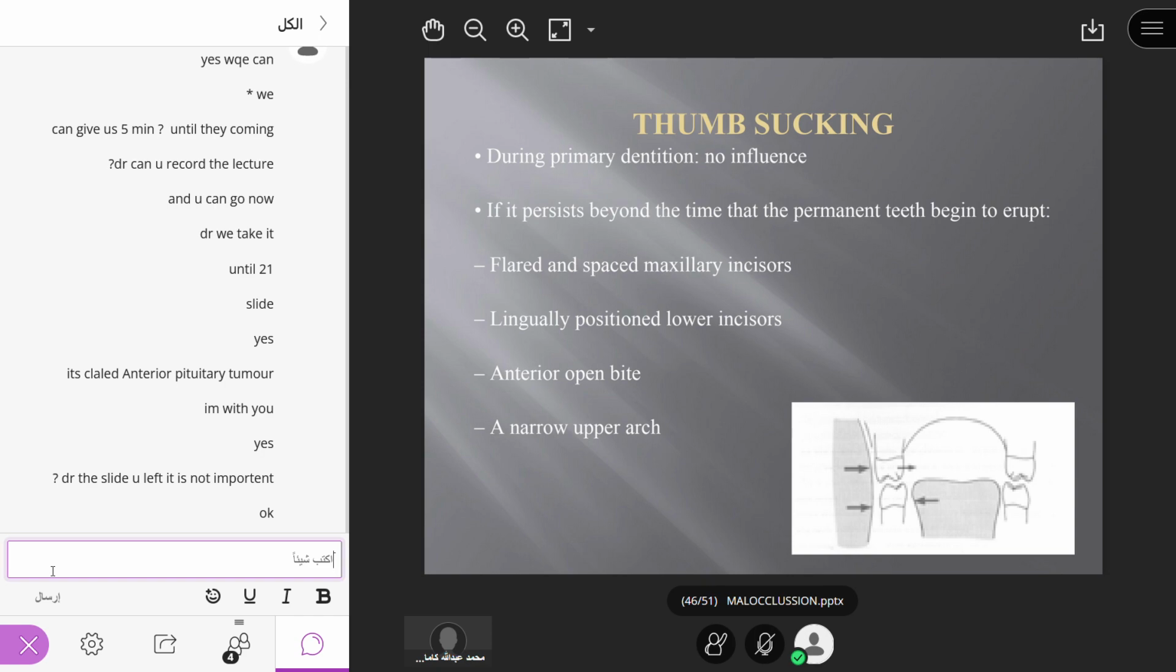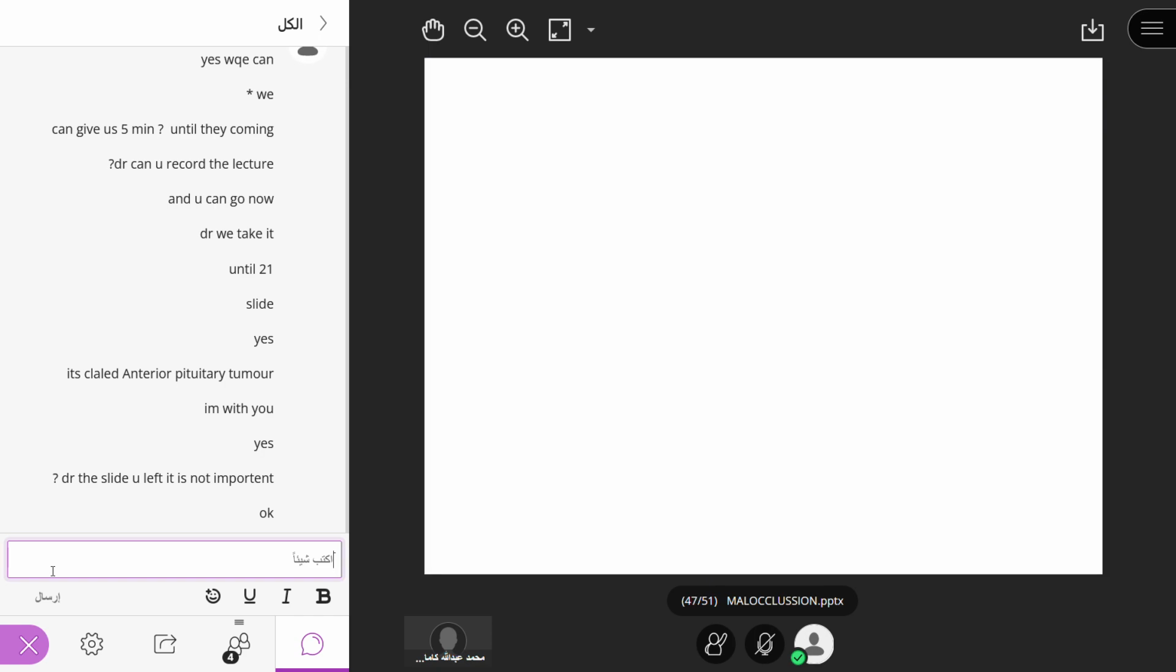Why? Because usually the patient is sucking their thumb in such a way that they are pressing the upper teeth forwards, resulting in spaced and flared maxillary incisors, whereas two or three fingers are pointing towards the mandible, resulting in lingually positioned lower incisors. This results in anterior open bite and a narrow upper arch.